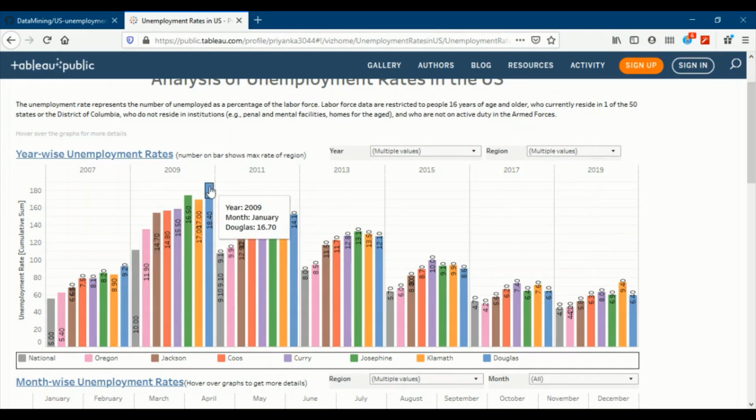So we see that in 2007, we definitely were seeing a rise in the unemployment, but in 2009 it really reached its peak sometime in January, so almost towards the end of 2008 and early 2009 we had a peak of unemployment. But as I said before, the national average was always less than what it was for the Oregon State.